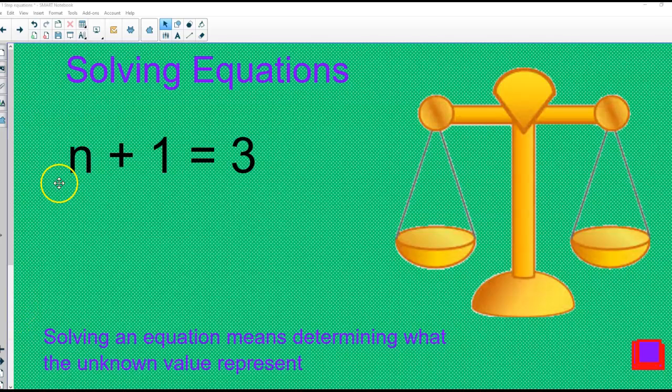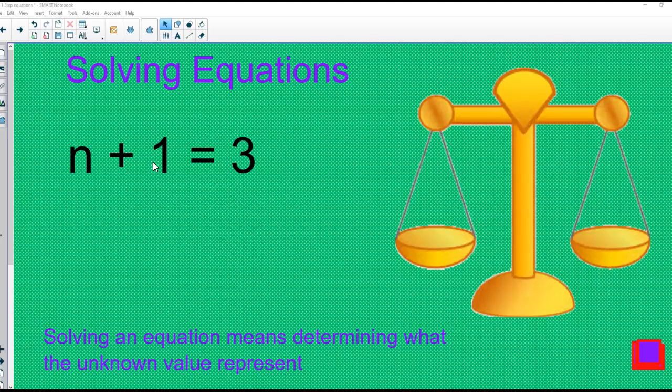And an equation looks similar to what you see here on my page. In this one, it says n plus 1 is 3, right? So an equation has an unknown value in it. And our goal of an equation is to determine what this unknown value represents to make this statement true. Now, I know you can look at this one and figure it out in your head, but this is just a beginning here, okay? So be patient with me. So this one says n plus 1 is 3.